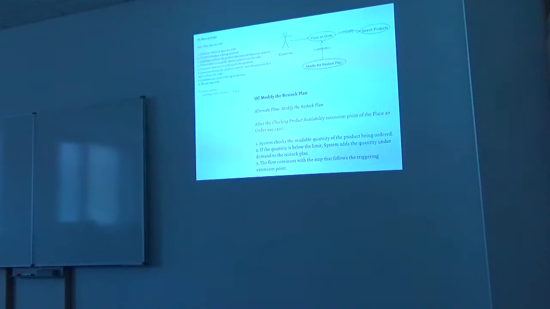You can say, okay, this additional behavior is to skip this step and do something else. Or this additional behavior is to add something to this step, and this is the occasion here. So it's exactly after the checking product availability extension point of the place an order use case, do this: check the quantity and see whether somebody has to be warned or notified that more products had to be put on stock.